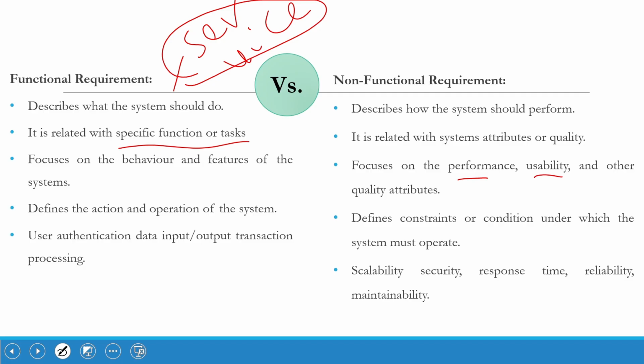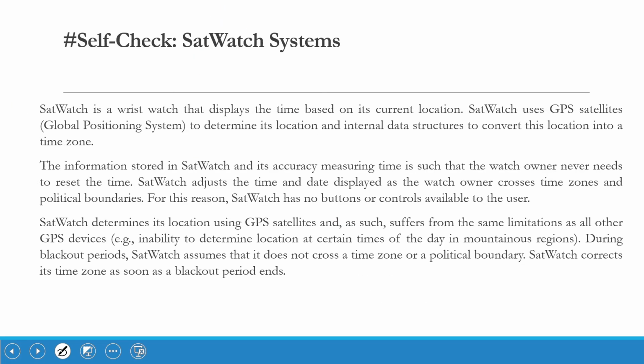What are the conditions? What are the criteria of the system? Most of the time, the non-functional requirements are our design goals. So the non-functional requirements are related with scalability, security, response time, reliability, and maintainability of the system. Most of the time, it's related with the software evolution. So this is what we call non-functional requirement. I hope you got a clue about the main difference between functional and non-functional requirements.